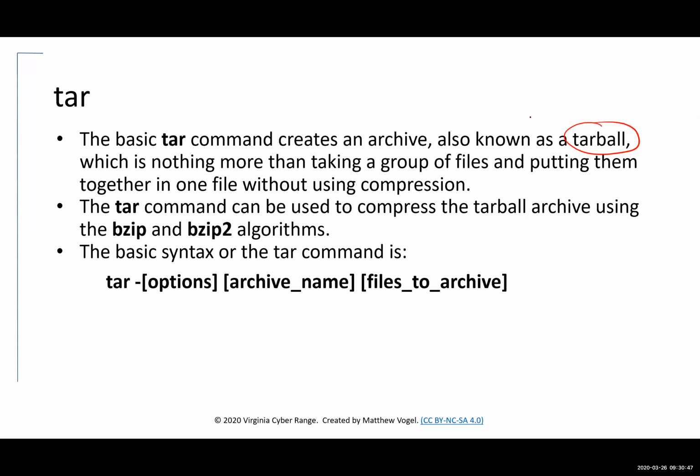And then with tar, you can also add some compression. So if you use tar all by itself, we'll see this in a minute, you can create an archive without any compression. And if you use some command line switches, you can compress the files using a couple of different compression algorithms, bzip and bzip2. And so the basic syntax of the tar command is similar to other commands. You have tar, and then the options, and then the name of the archive, and then the files that you're going to archive. So let's take a look here.